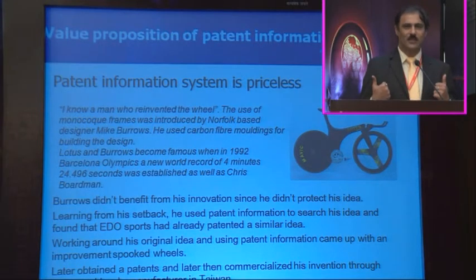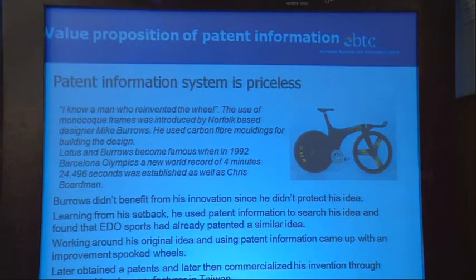He realized his mistake and later on did a patent search, and I think it was explicitly said that he used Derwent or something called Delphion for this, and then he found that what he has invented was already protected somewhere. This did not discourage him from doing anything further. He then revisited it and improved upon his invention, which is now called spoked wheels. And later on, he came up with an invention which he protected first and then demonstrated.